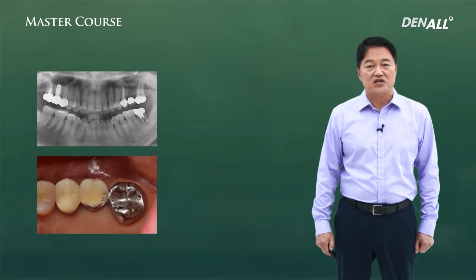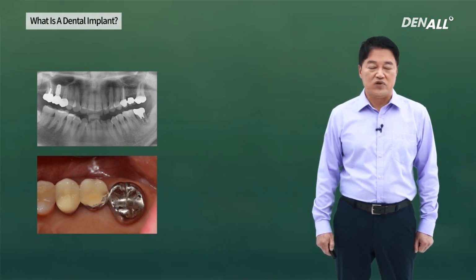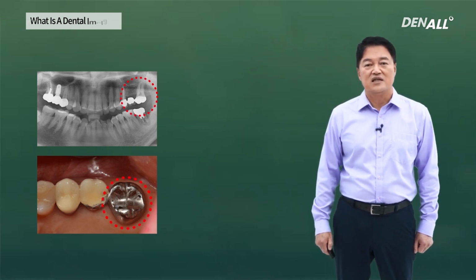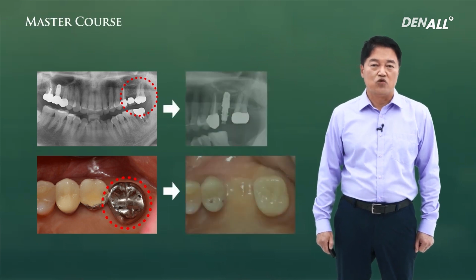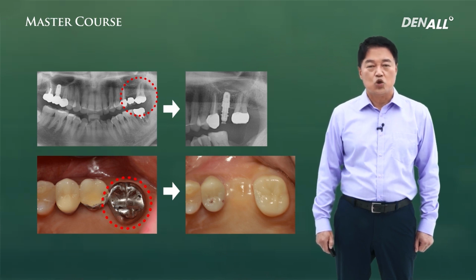The same patient, in the upper left quadrant, in number 27, the crown had perforation and retreatment was required. In this case, bridge treatment should not be done. So crown treatment was done. In the missing area, implant treatment was done.